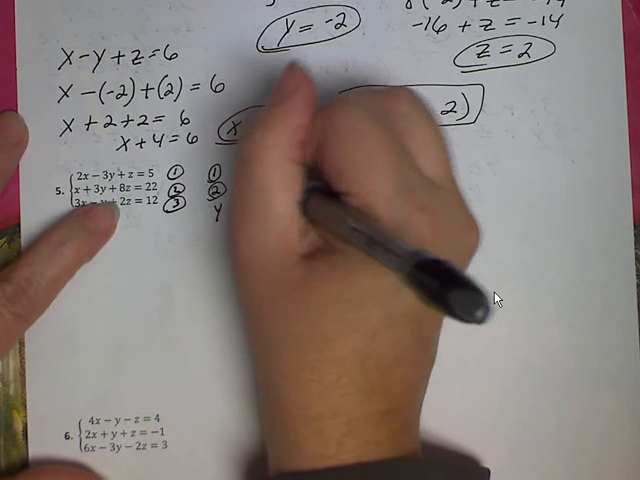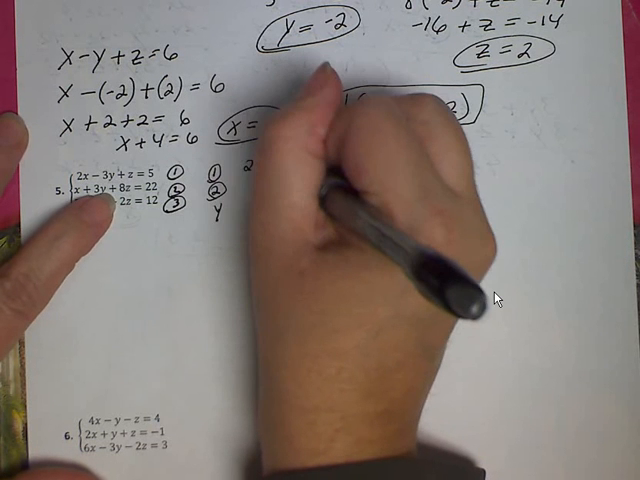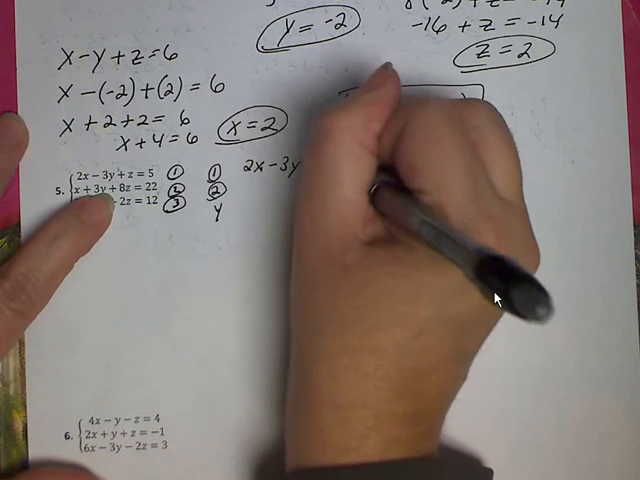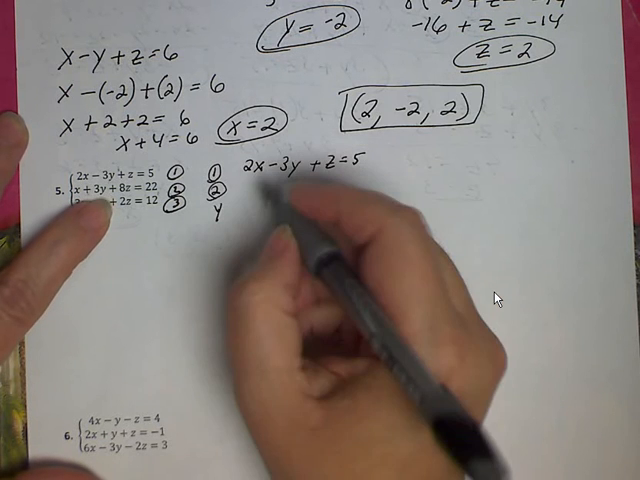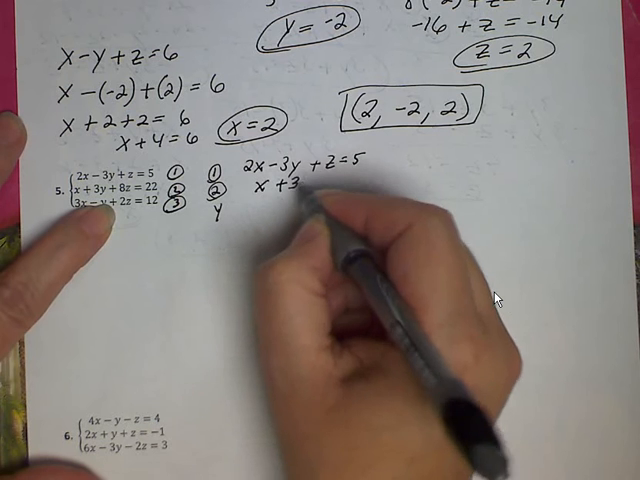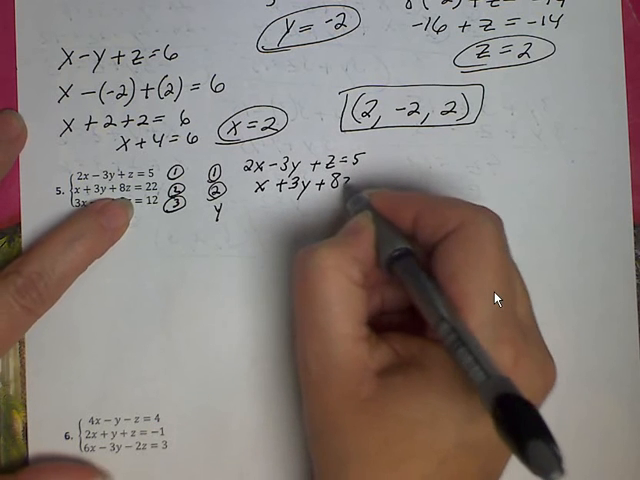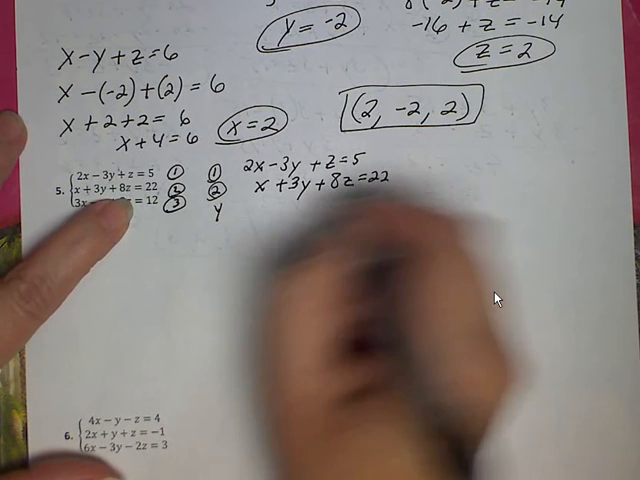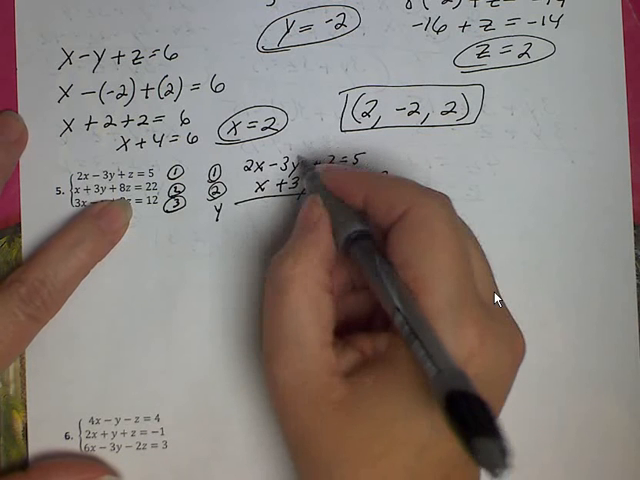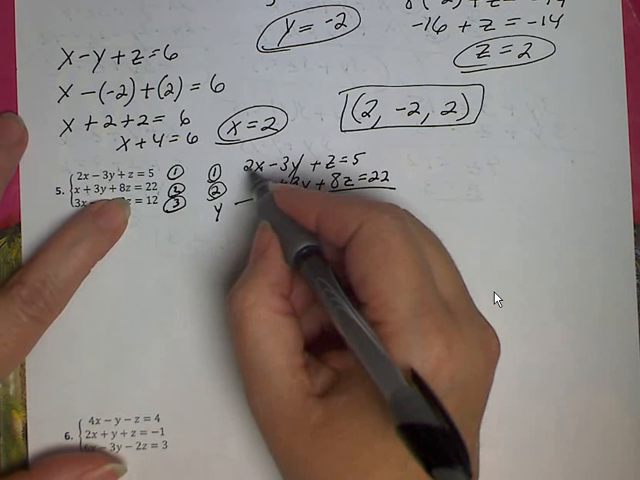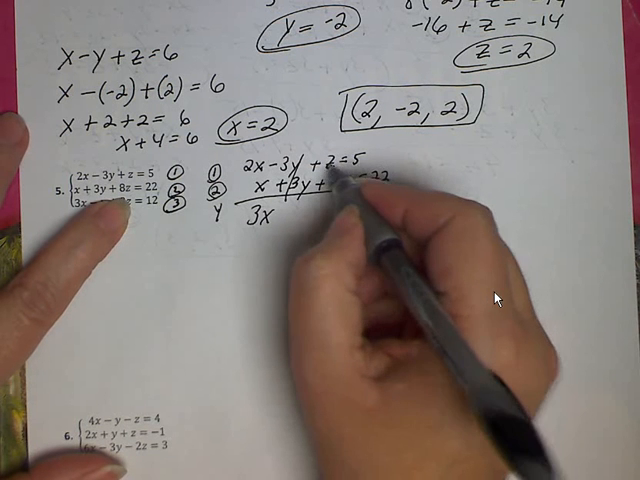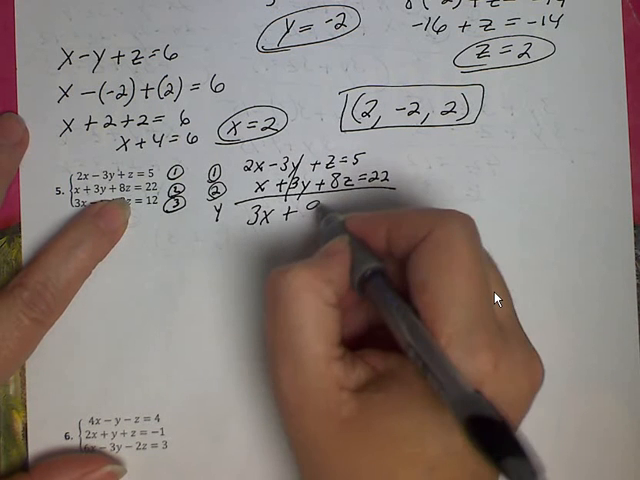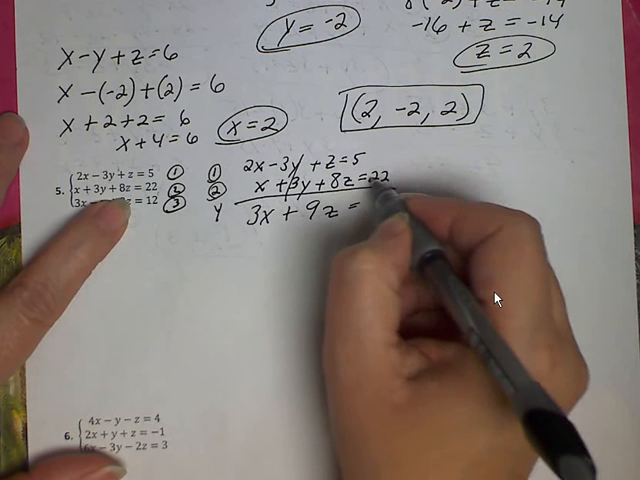So I have 2x minus 3y plus z is equal to 5. And x plus 3y plus 8z is equal to 22. Because these are opposite, I don't have to do anything. I can just add down. 2x and x is 3x. z and 8z is 9z. And 22 and 5 is 27.